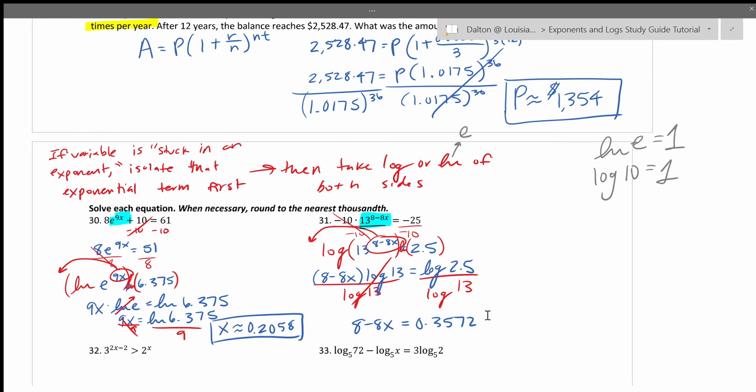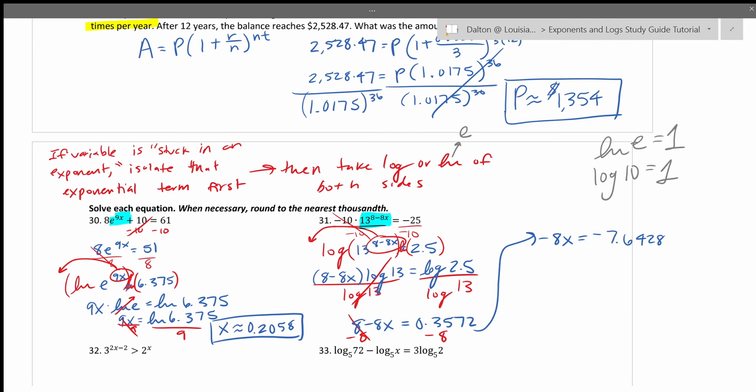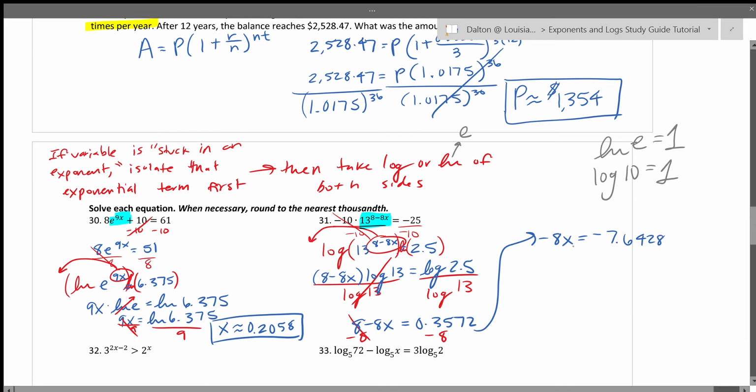So again, if I'm trying to isolate x, I'm going to subtract this 8 from both sides, leaving me with negative 8x equals, that's going to be negative 7.6428. And then keep that decimal on your calculator and just hit divided by negative 8. And then you'll get that x is approximately 0.9553.